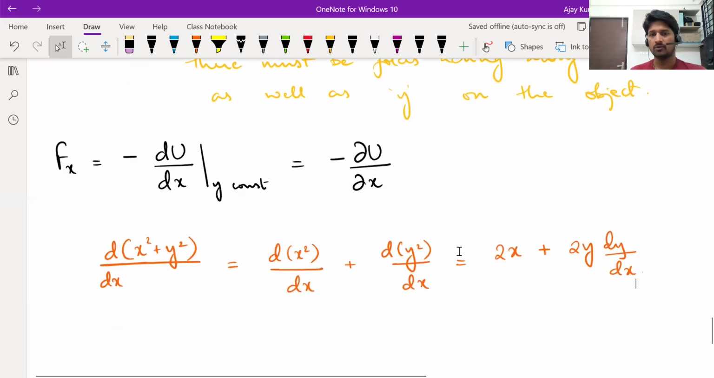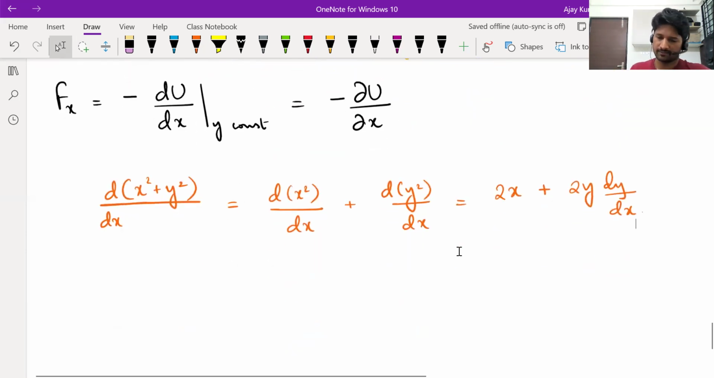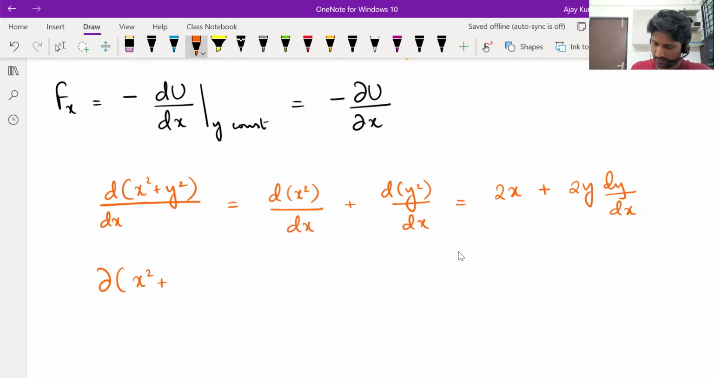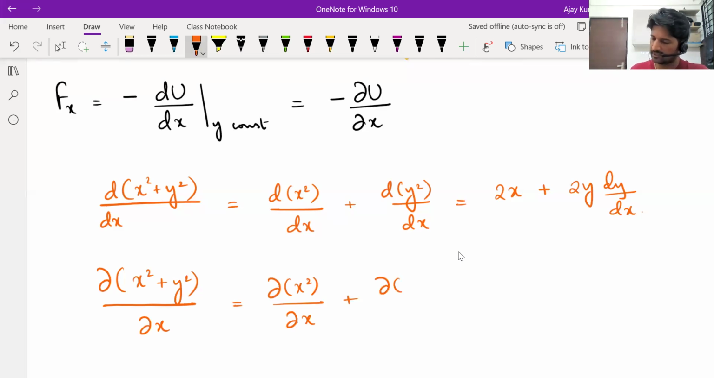But if you want to do the partial derivative of this function, x square plus y square, only with respect to x, you will have to treat y as constant. Split this into two terms first: the derivative of x square with respect to x plus the derivative of y square with respect to x. Now we have to treat y as a constant because we are doing a partial derivative.